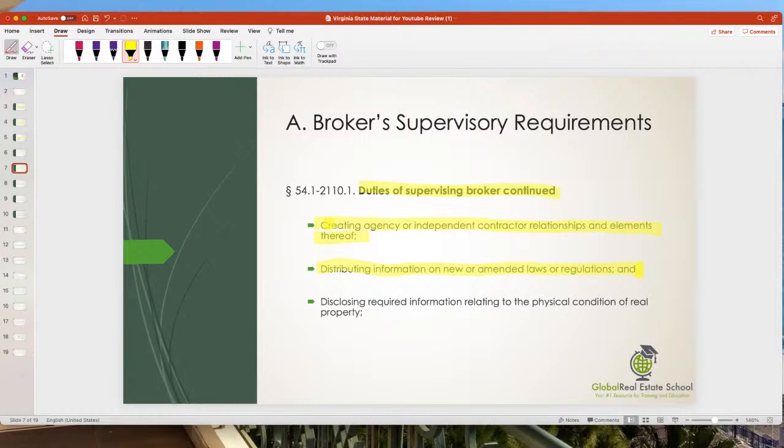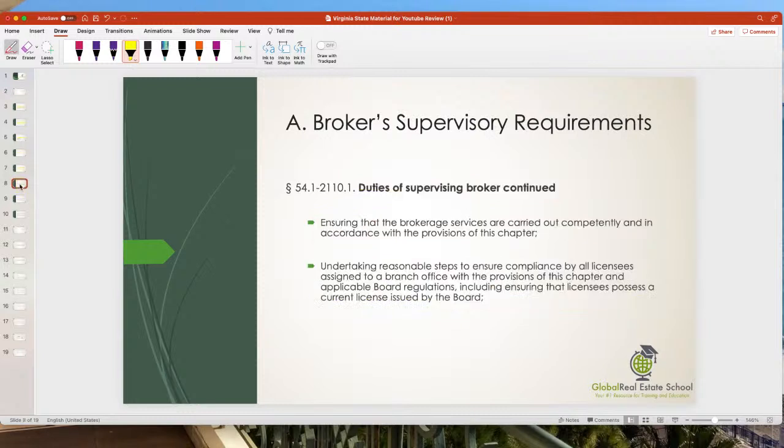And then, disclosing required information regarding the physical condition of the real estate property. Again, that's part of the duties that you're going to need as a supervising broker to make sure that your agents also understand those situations. Just ensure your brokerage services are carried out completely, competently, and in accordance with the provisions of the Virginia license law. I think that's very self-explanatory.